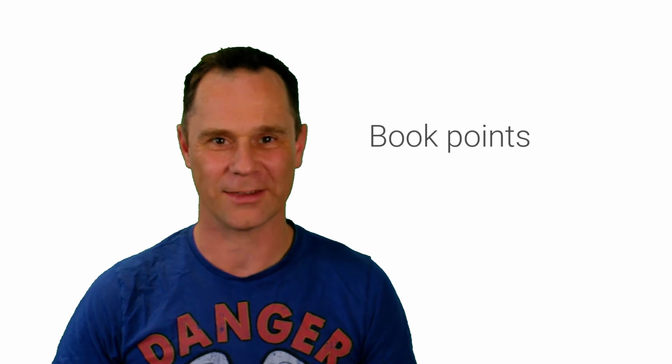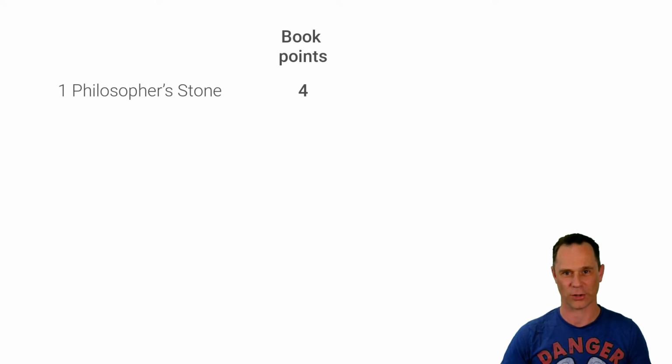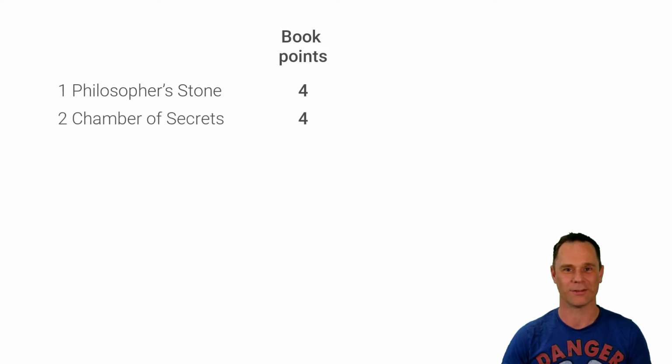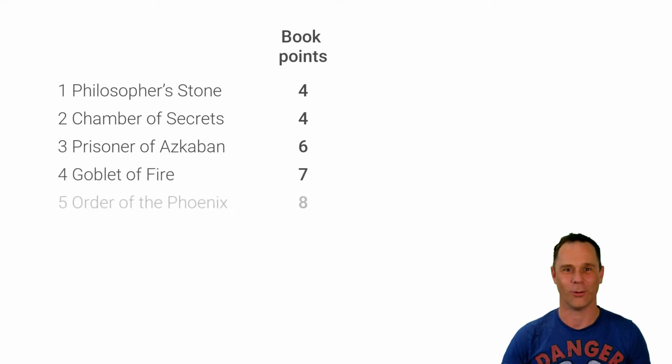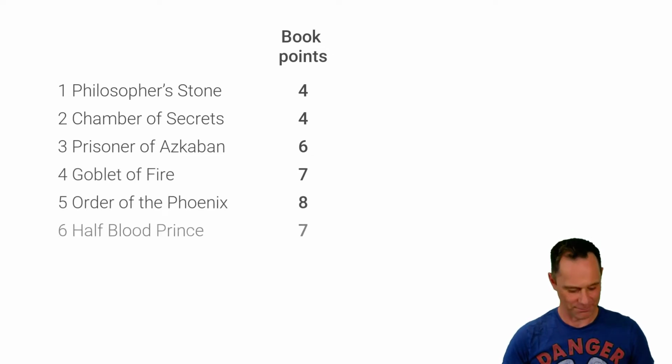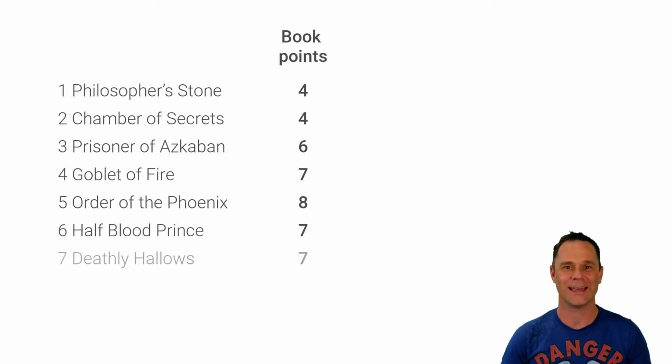If Jensen used book points to represent the size of the books, and 4 was his baseline number of book points for the size of book 1, The Philosopher's Stone, here are his estimates for the size of the other books. Chamber of Secrets, 4. Prisoner of Azkaban, 6. Goblet of Fire is a 7. The Order of the Phoenix is an 8. Half-Blood Prince is a 7. Deathly Hallows is also a 7.